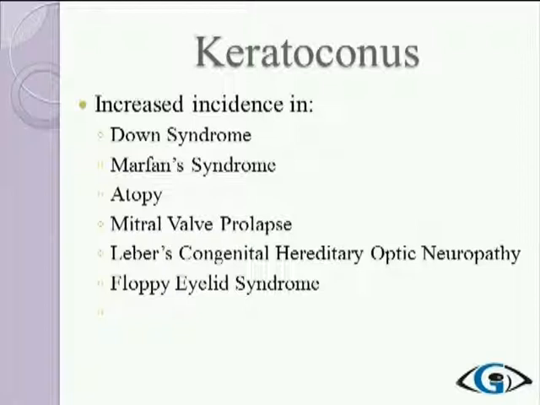Keratoconus is associated with Down syndrome, Marfan syndrome, atopy, mitral valve prolapse, Leber's congenital hereditary optic neuropathy, and floppy eyelid syndrome. Patients with these conditions have a higher incidence of keratoconus. If you are a resident or fellow who will be taking the OKAPs or the oral board exam sometime in the near future, this is a good list of conditions for you to familiarize yourself with. I do believe they've had multiple choice questions in the past that asked about what other conditions keratoconus was associated with.